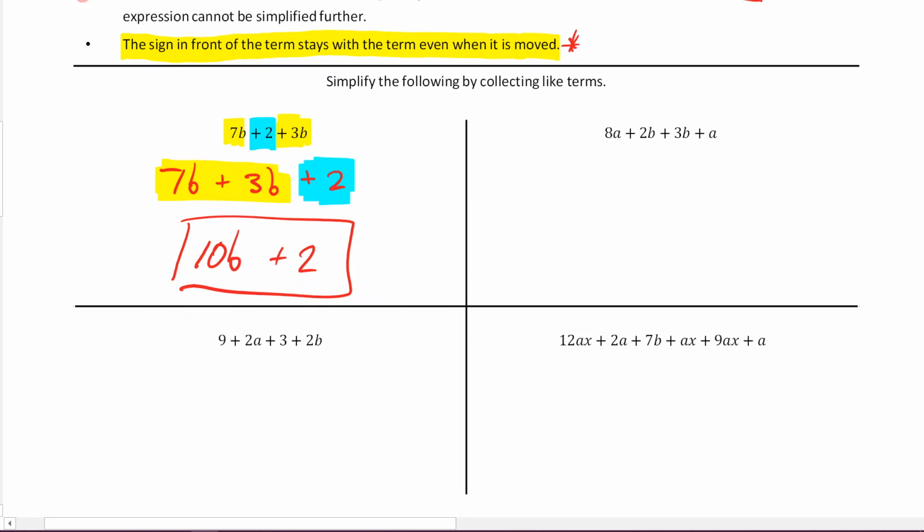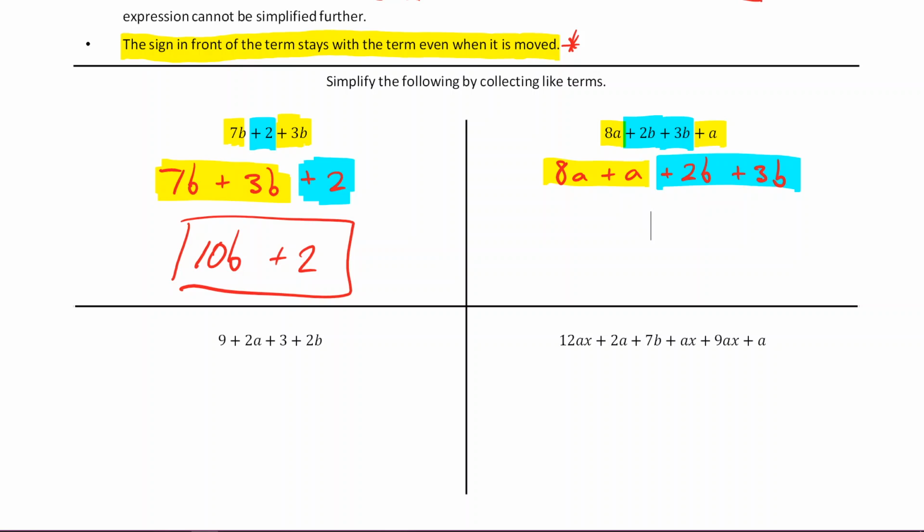All right, let's come to our next one now, and again, let's collect our like terms. So I have 8a, and over here I have plus a, so see how I'm highlighting the term in front of it. Then I have plus 2b and plus 3b. So if I was to rewrite this so all my like terms are next to each other, I have 8a plus a plus 2b plus 3b. So that means I have this and I have this right here. So now let me combine them. So this is going to be 9a, and over here it's going to be 5b, because 8 plus 1 is 9 and 2 plus 3 is 5.